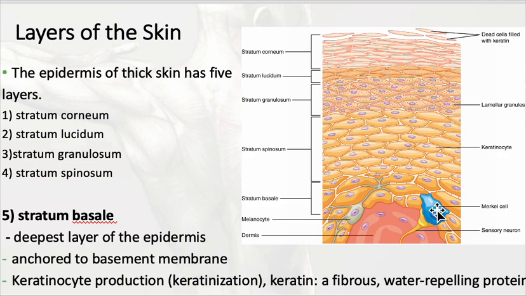Cells in the epidermis are mainly what we call keratinocytes. These keratinocytes are produced here in the stratum basale. This is where keratinization happens. This is the process by which keratinocytes fill with the tough protein called keratin. Keratin is a fibrous structural protein, so it gives strength, protection, and also waterproofing. So it provides the water repelling feature that our skin has.